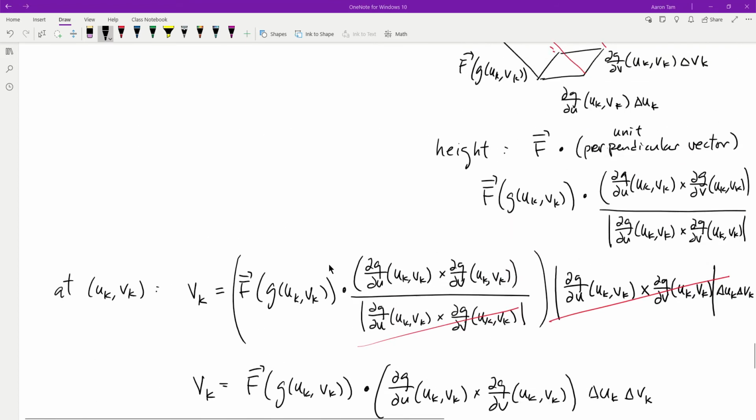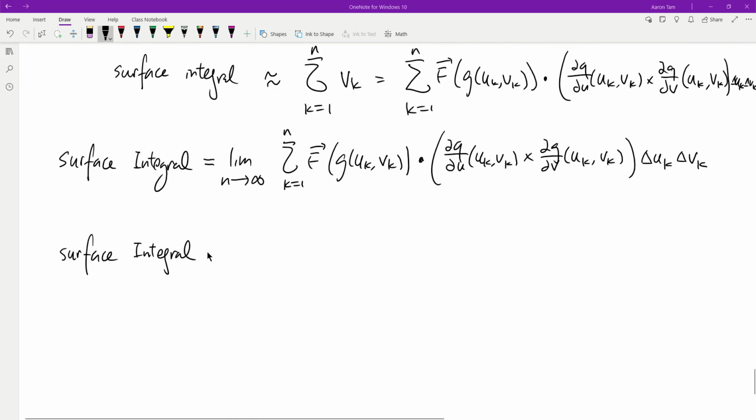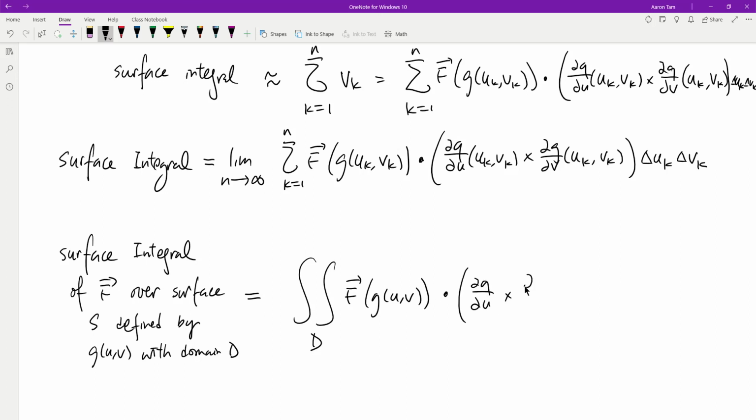So the surface integral of the vector field F over the surface S defined by g of uv with domain D is equal to a double integral over D of vector f of g of uv dot product dg over du cross dg over dv, du dv. So that's our surface integral.